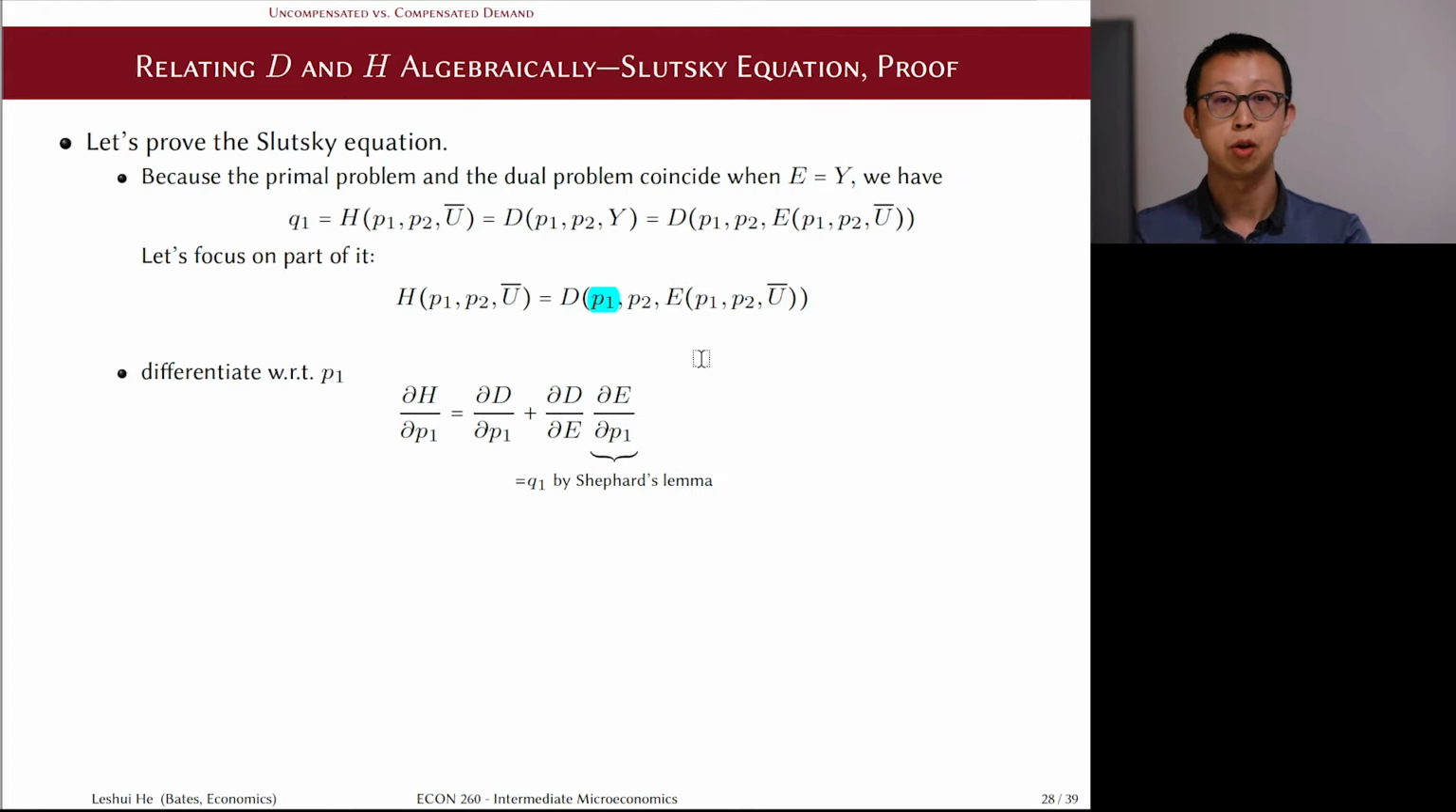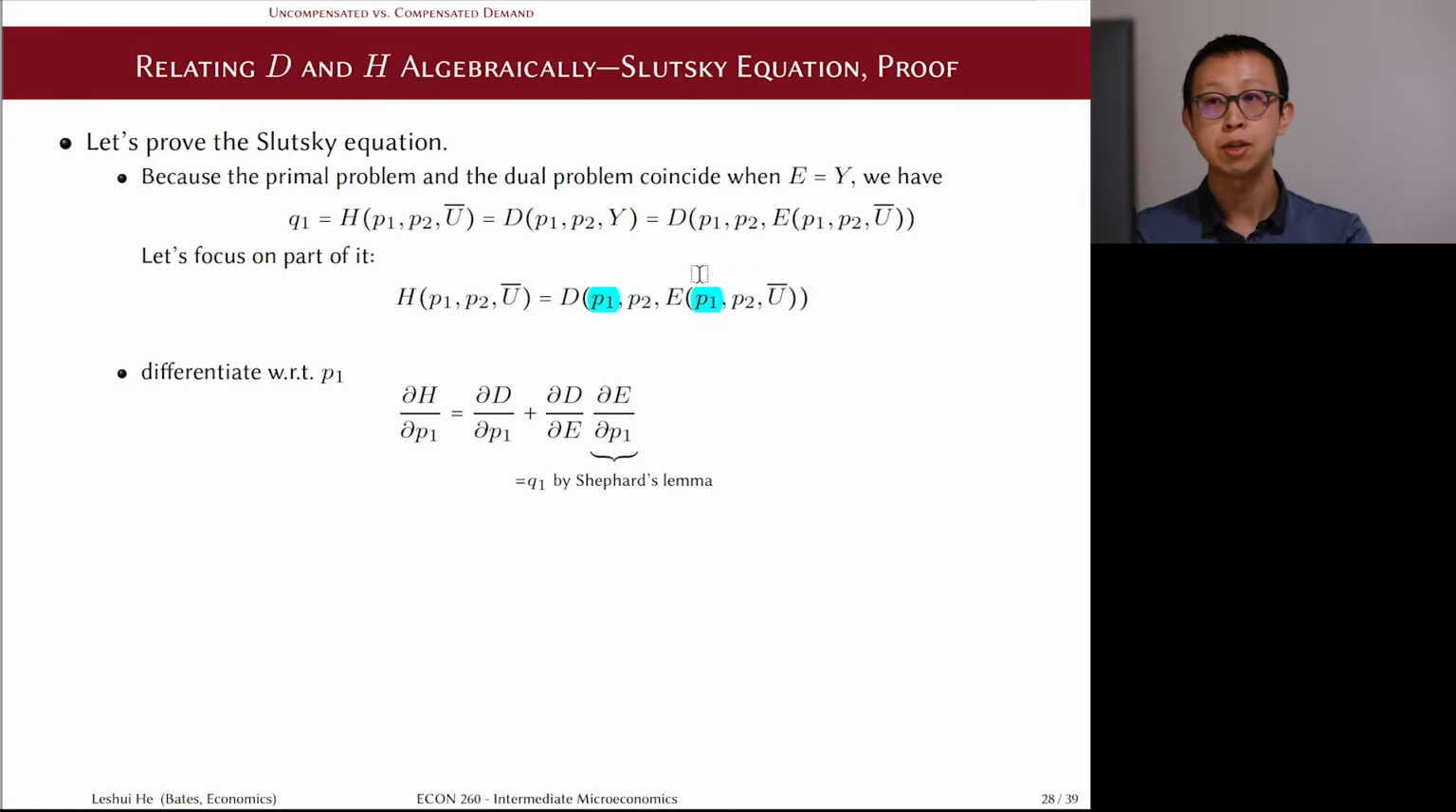But there is also a second channel, which says that as the price increases for good 1, the expenditure needed to reach the same utility level of U bar as before has got to be different.